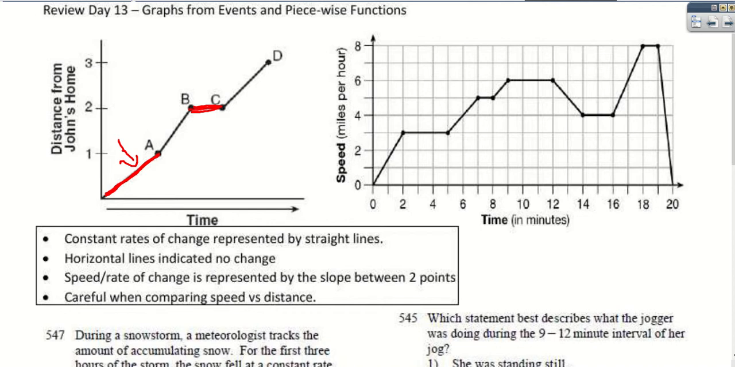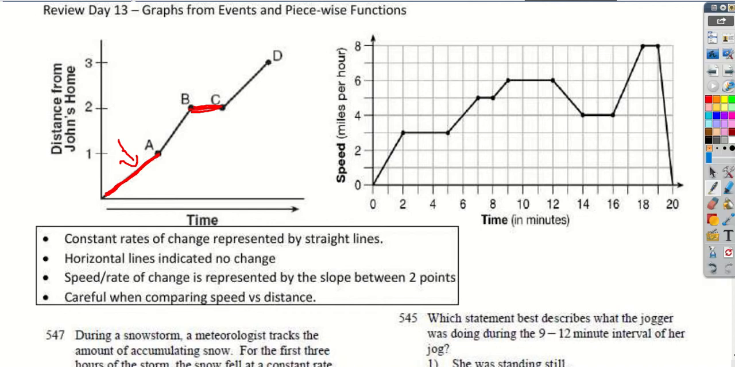And then you can see how from A to B it gets steeper. So we would say that he may have picked up his speed and increased speed during that time. The speed is indicated essentially by the rate of change, which is the slope. So as the slope increases and the line gets steeper, the speed's increasing. Also be careful when we're comparing distance versus speed. One of them is just how far you're getting away from home versus how fast I'm traveling.